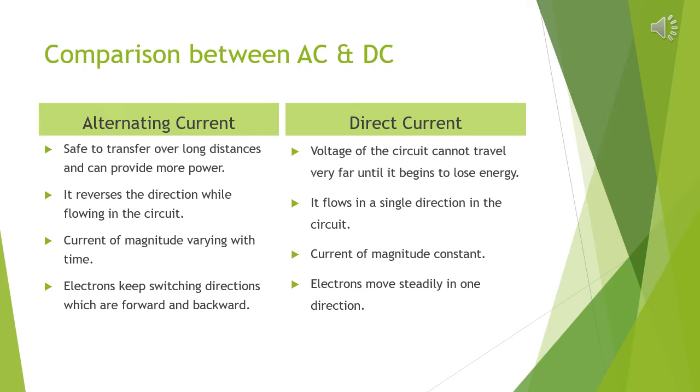Third, for alternating current, the magnitude of the current varies with time. For direct current, the magnitude of the current is constant. Lastly, for alternating current, the electrons keep switching directions, which are forward and backward. For direct current, the electrons move steadily in one direction.